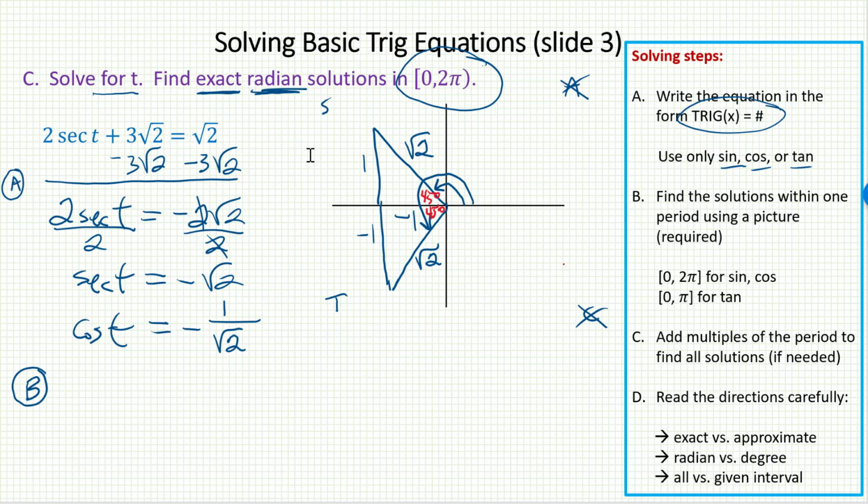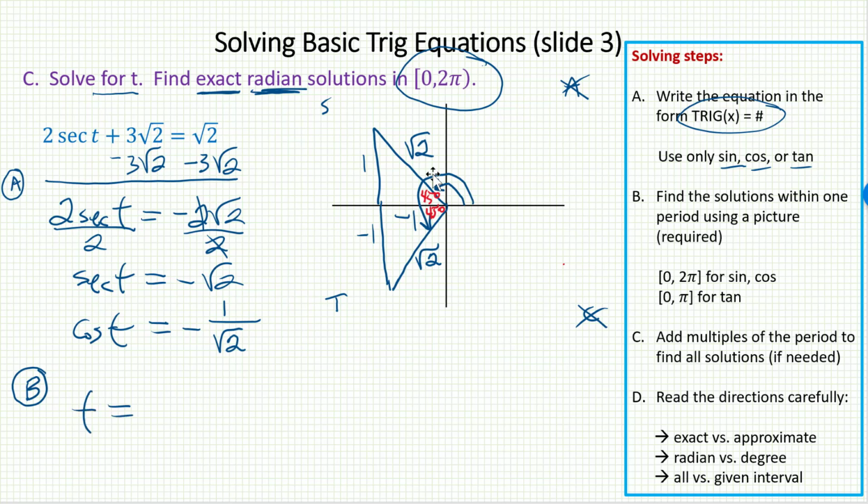Would the inverse cosine function have told me anything? Well, inverse cosine only knows angles between 0 and pi. One of those answers is between 0 and pi, so one of the answers is what the inverse cosine function would tell me. The other one, though, is really only obtained from this picture. So what are those angles?